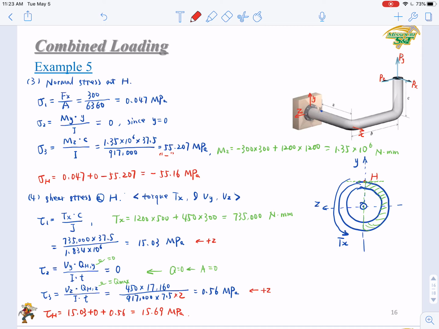So far, we have determined the normal and shear stresses at point H. We have explained the whole detail here, how to determine the shear stress at a point by considering torque and the shear forces. If you're interested, you're highly suggested to go back to the previous example to repeat this process to find out the shear stress at that point K by yourself. Okay, do this exercise.